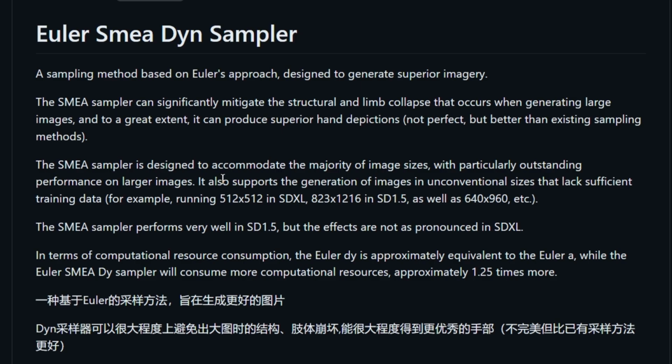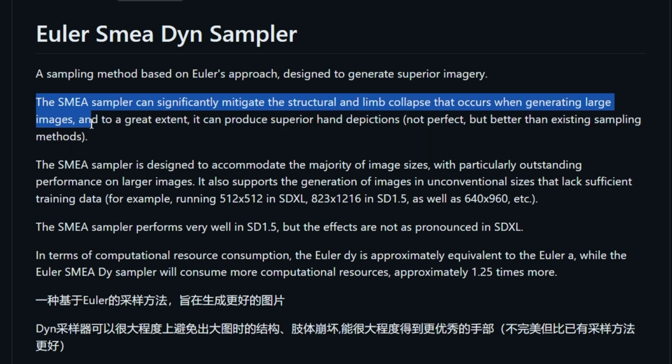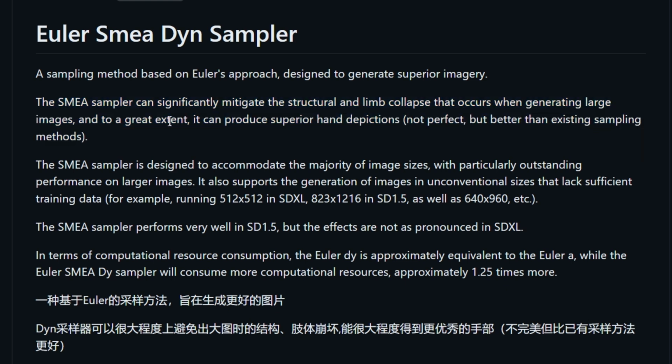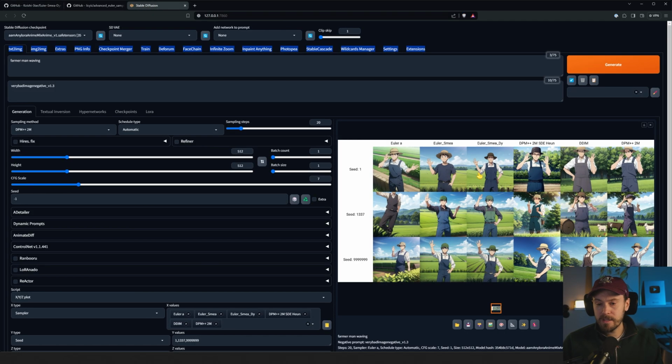Superior imagery in what way? Well, it says it can significantly mitigate the structural and limb collapse that occurs when generating large images, and to a great extent, it can produce superior hand depictions. Not perfect, but better than existing sampling methods. So that's what we looked at here. We looked at some hands.